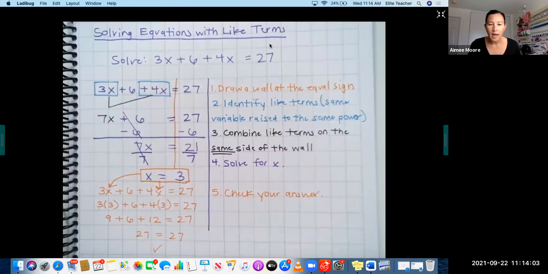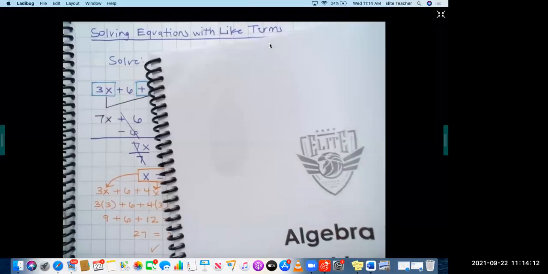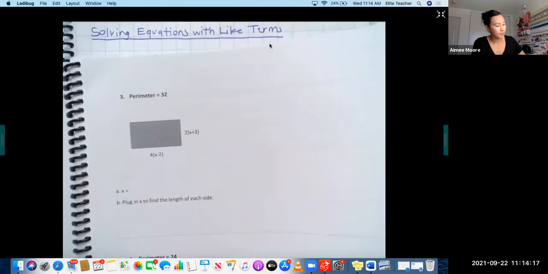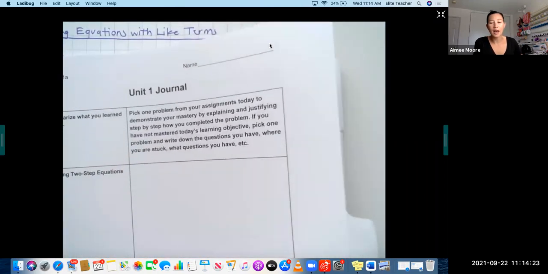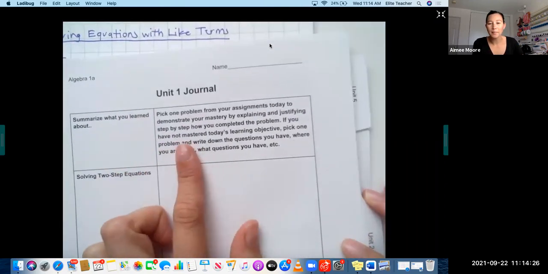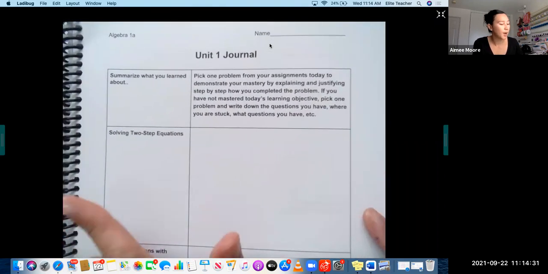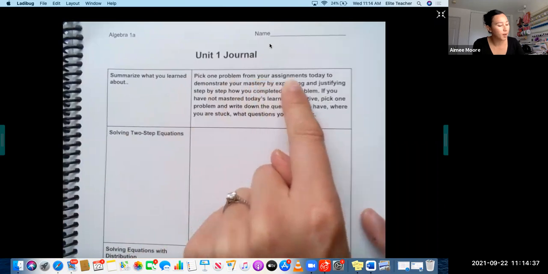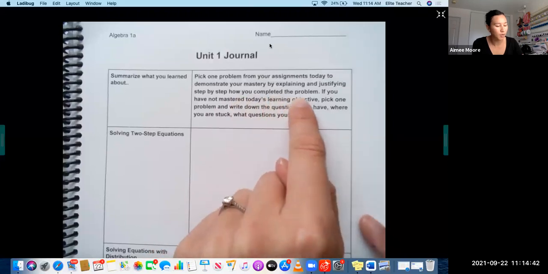And before I forget, I'm getting questions about the journal too. So there is a journal for each topic. So at the very end, before each tab, the last page is a journal. I'm not really holding you to the first, I didn't do a journal in the first unit anyways. So you should have written about solving two-step equations. You're going to pick one problem from your assignments today to demonstrate your mastery by explaining and justifying step-by-step how you completed the problem.